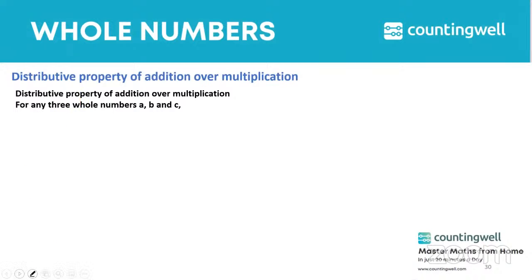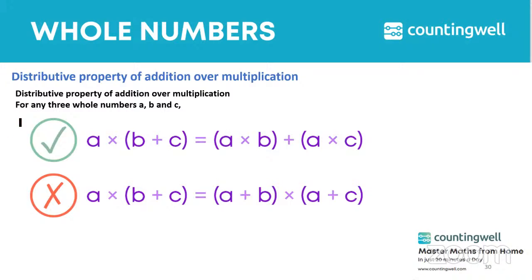Now, distributive property of multiplication over addition. For any three whole numbers, the distributive property can be done as A into B, then we have to take the addition sign, then A into C. This is the correct way. Here what we are doing is distributing the multiplication sign over addition. So distribute multiplication over addition. Whereas the second method shown is not the correct way.